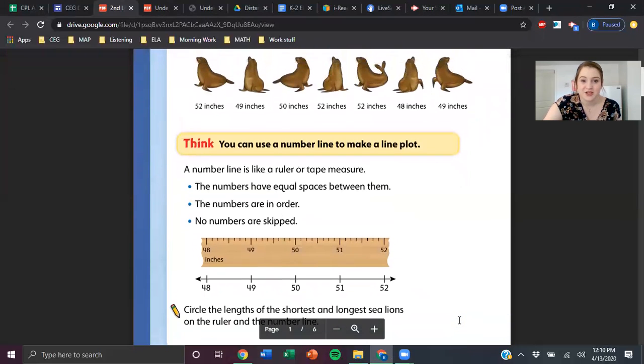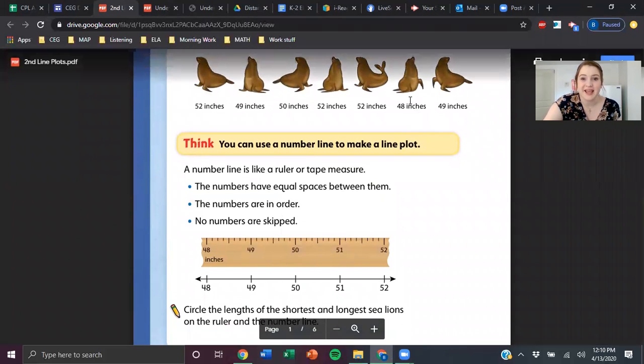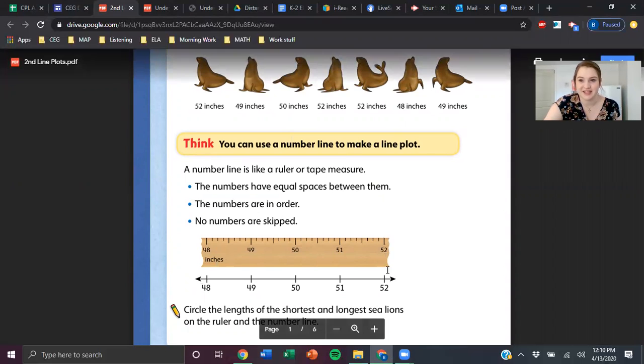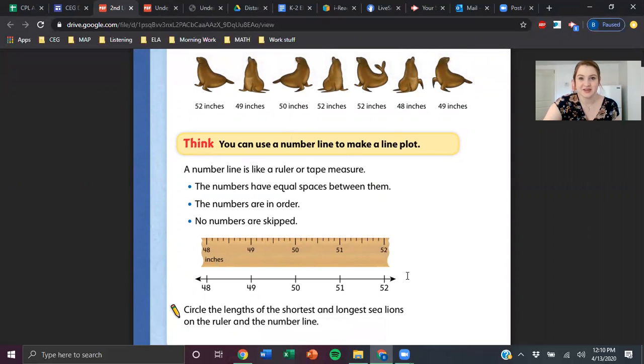Good job. You should have circled 48 inches for the shortest sea lion and 52 inches for the longest sea lion. If that's what you circled, give yourself a snap, crackle, pop. Let's keep moving.